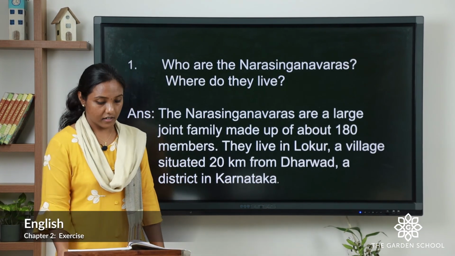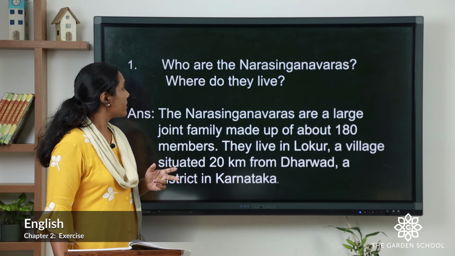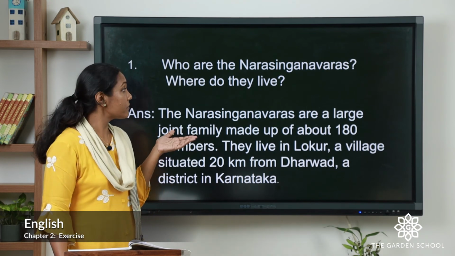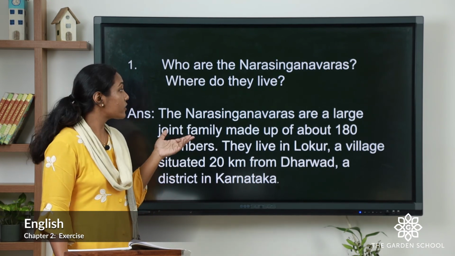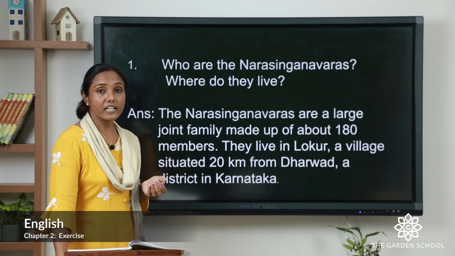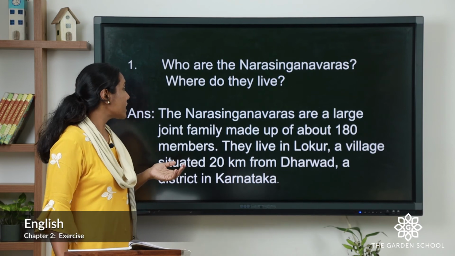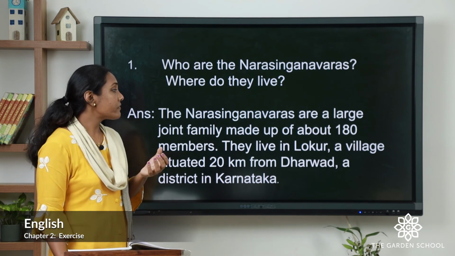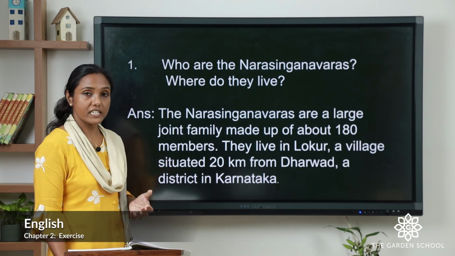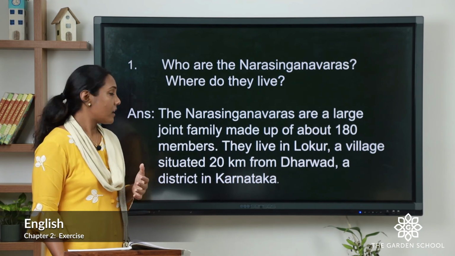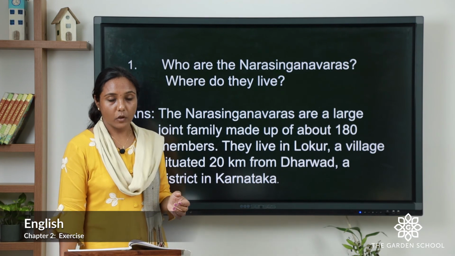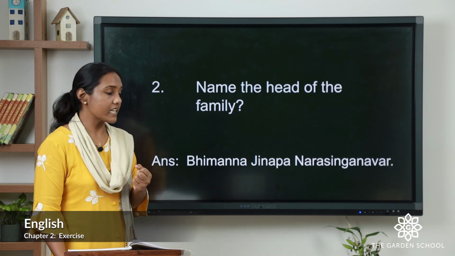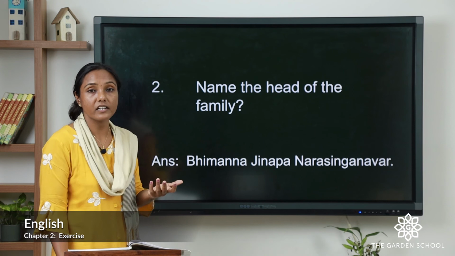The first question, who are the Narasingha Navaras? Where do they live? This passage is about the family named Narasingha Navaras. So where do they live? The answer for that is, the Narasimhanavaras are a large joint family made up of about 180 members. They live in Lokur, a village situated 20 kilometers from Dharwad, a district in Karnataka. Okay, let's see the next question. Name the head of the family. As you can read in the passage, it's Bhimana Jinnappa Narasimha Nava.